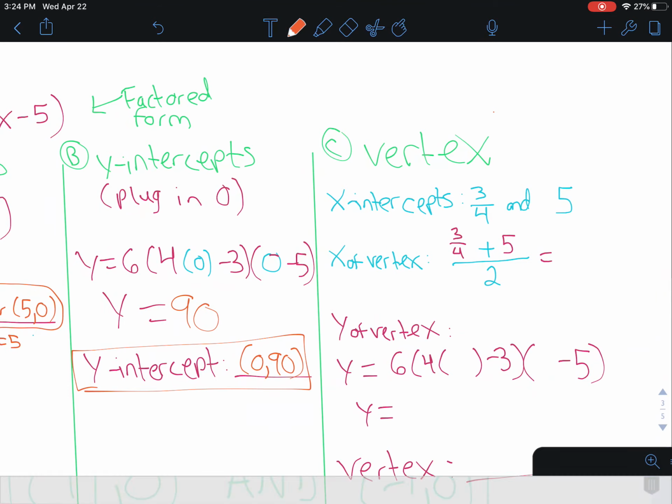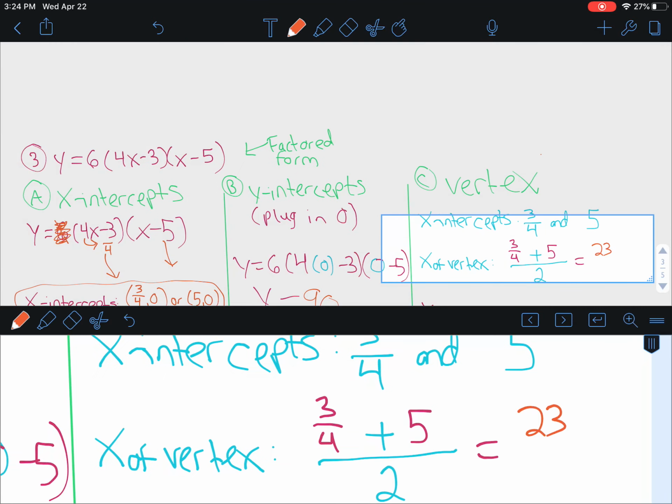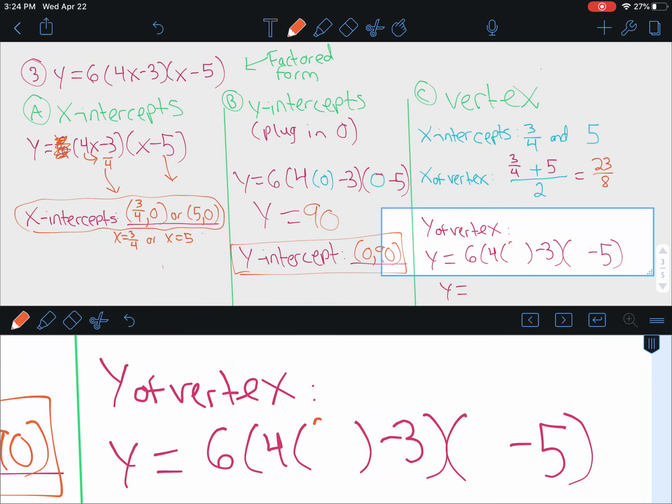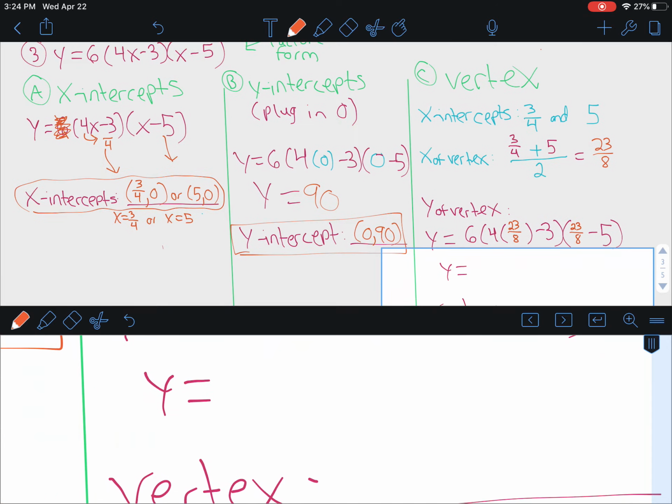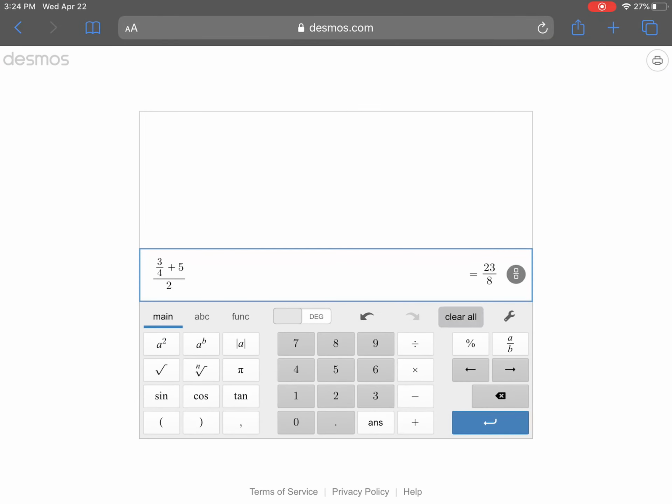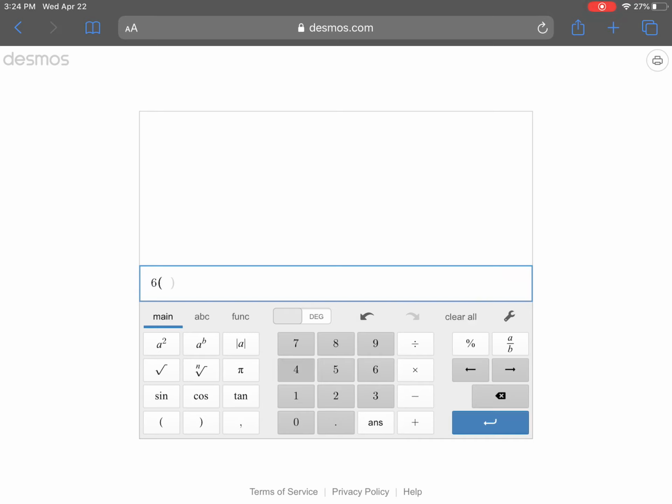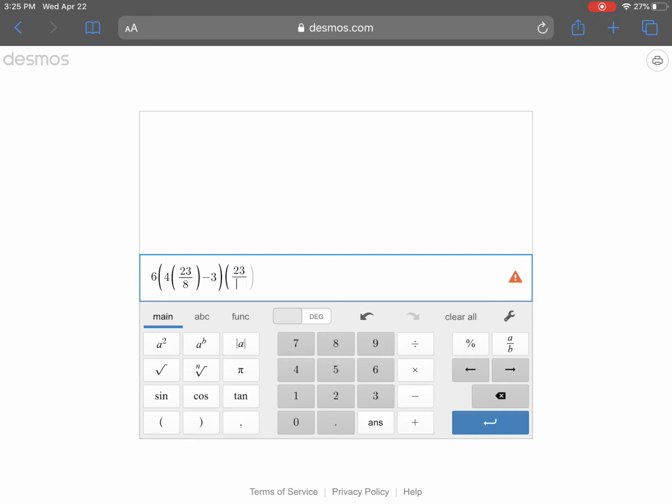So I'm going to come here and say, again, my x of the vertex is 23 over 8. Now I'm going to plug that in. So 23 over 8 goes into my equation. Again, you probably do need your calculator here. So I go 6 parentheses 4. Again, it's a fraction I'm plugging in, so it would be 23 over 8. You have to be really careful here. It's a little bit tricky. Minus 3. Close that parenthesis, and I have another fraction, which is the same one, 23 over 8 minus 5, and now close the parenthesis. As you can see, I get the other answer.